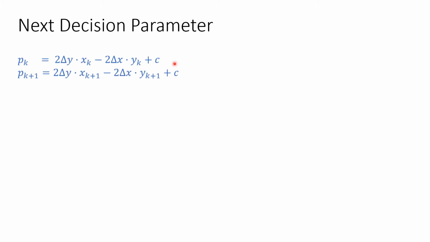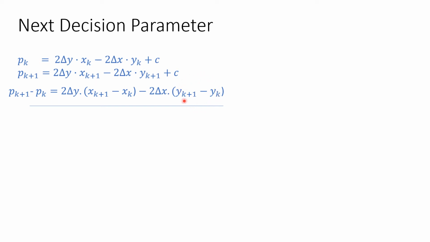Given this as the current decision parameter, the next decision parameter equation can be written as this, which will be pk plus 1. Now we take the difference of both these equations, and by subtracting them, c gets cancelled out and we get this equation. This equation will primarily be used in an algorithm for plotting the pixels. Here we know that this difference is always equal to 1 because we are incrementing the value of x by 1.